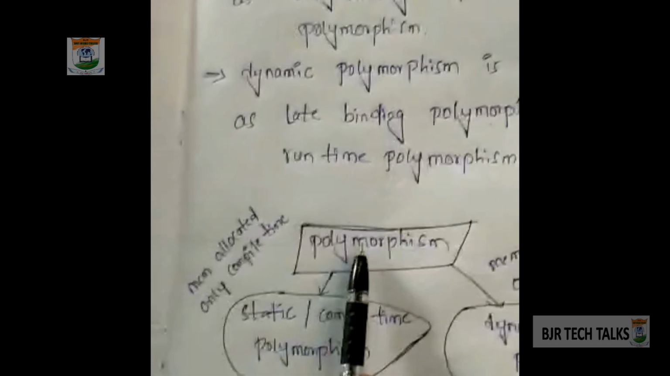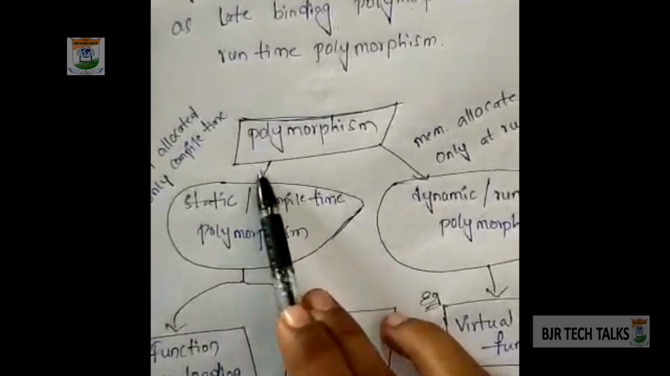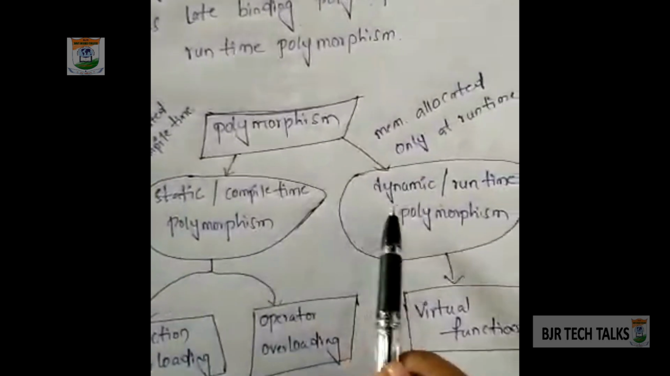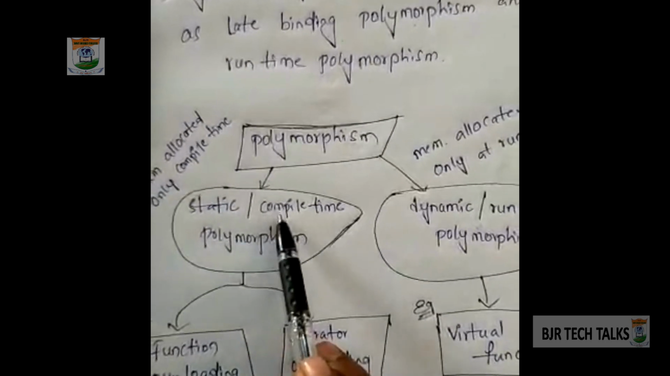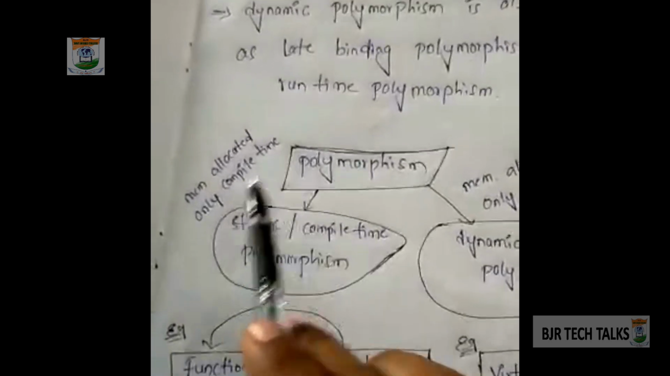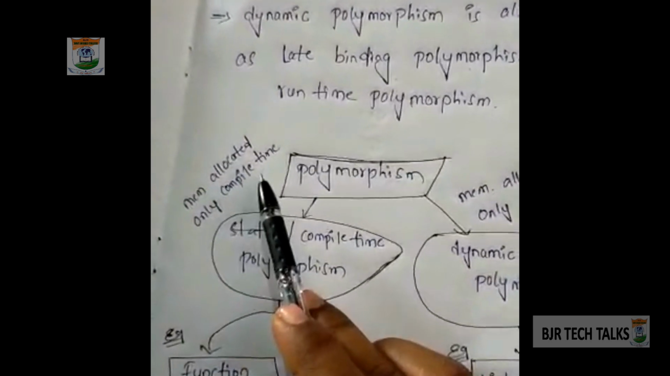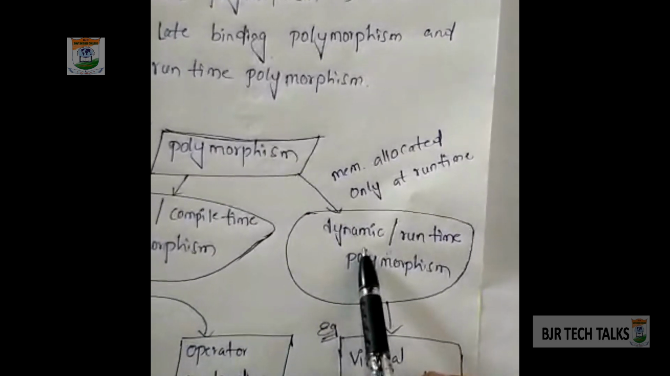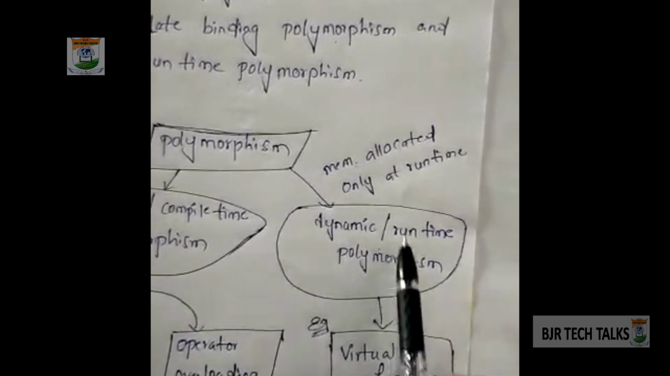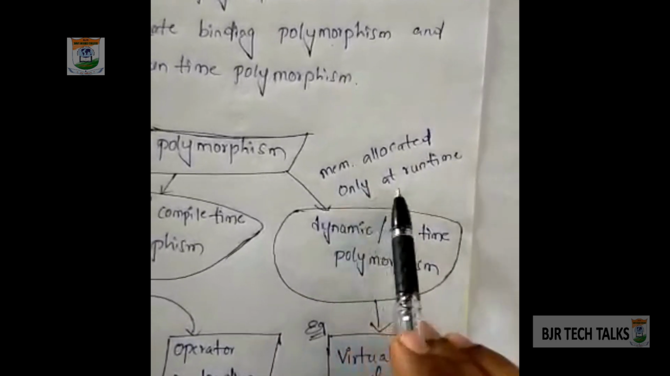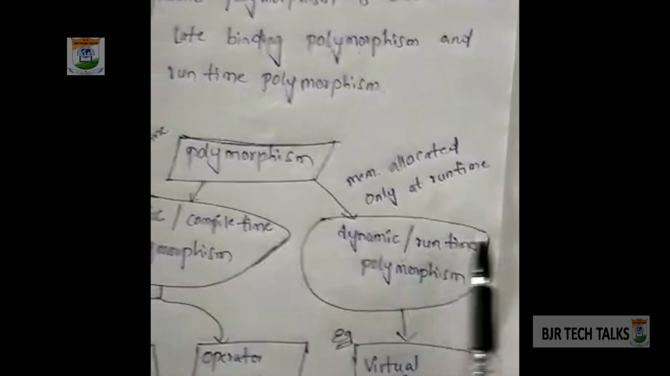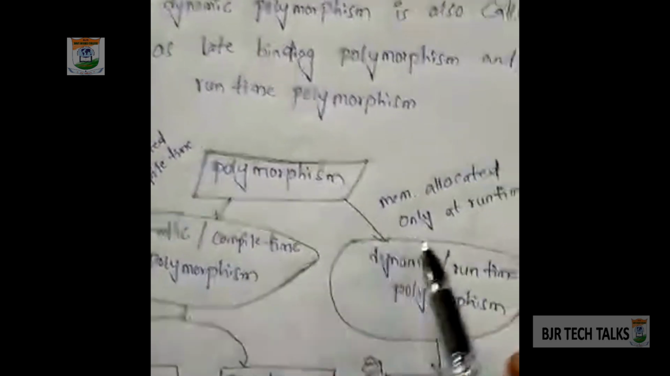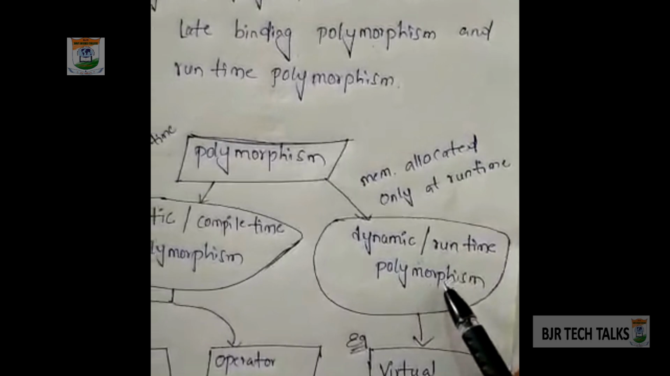So, do you understand? Polymorphism has two types. What are they? Static and dynamic. Static polymorphism is also called compile time polymorphism because the memory allocation is done only at compile time. Dynamic polymorphism is also called runtime polymorphism because the memory is allocated only at runtime.